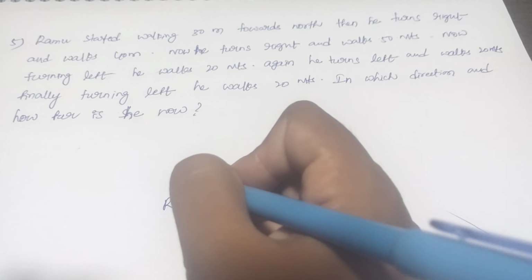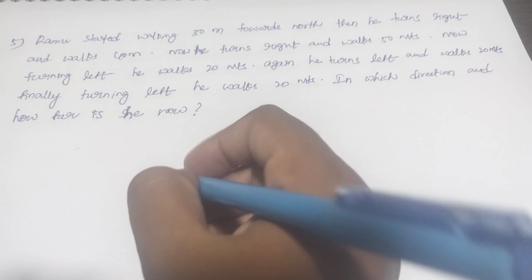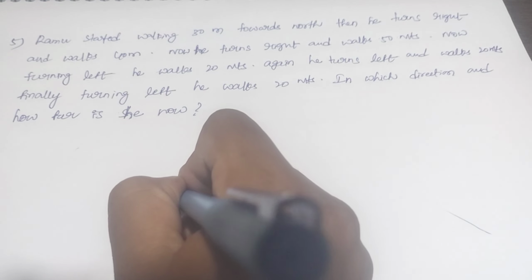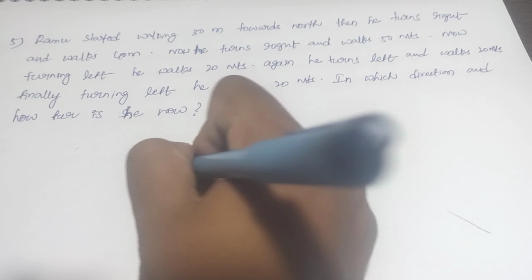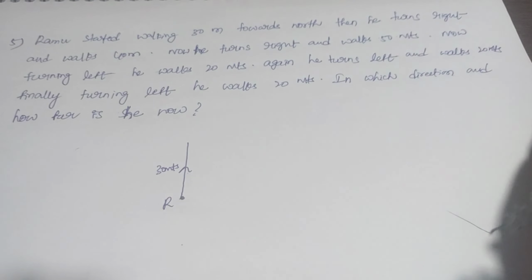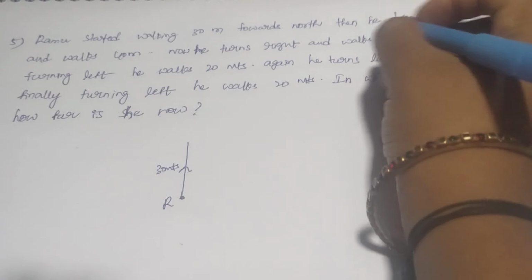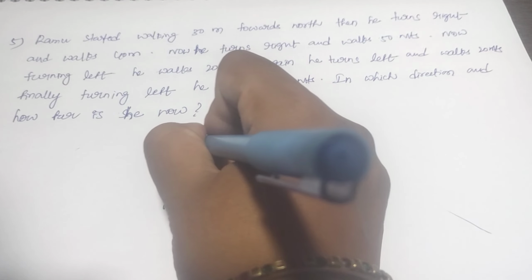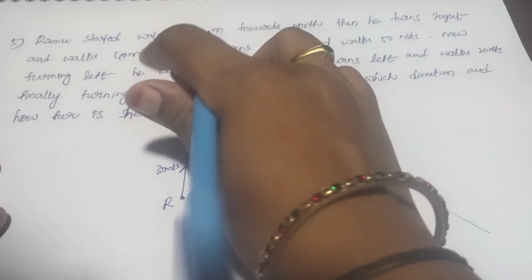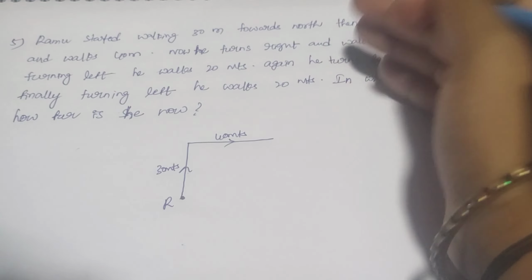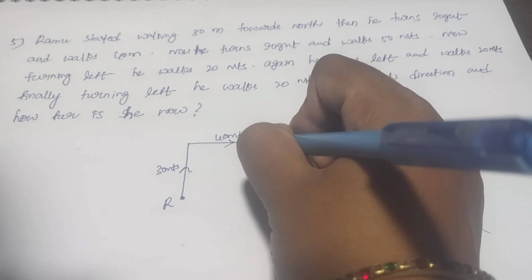Ramu started walking 30 meters towards north. North means upward. 30 meters. Then he turns right and walks 40 meters. Now Ramu is in north direction. His right is our right. Then he turns right and walks 40 meters. Now he turns right and again he turns right and walks 50 meters.